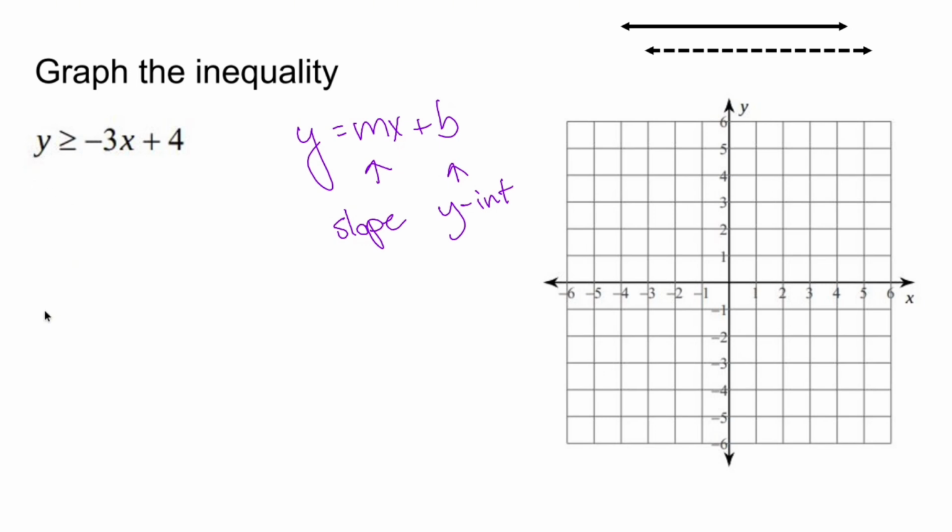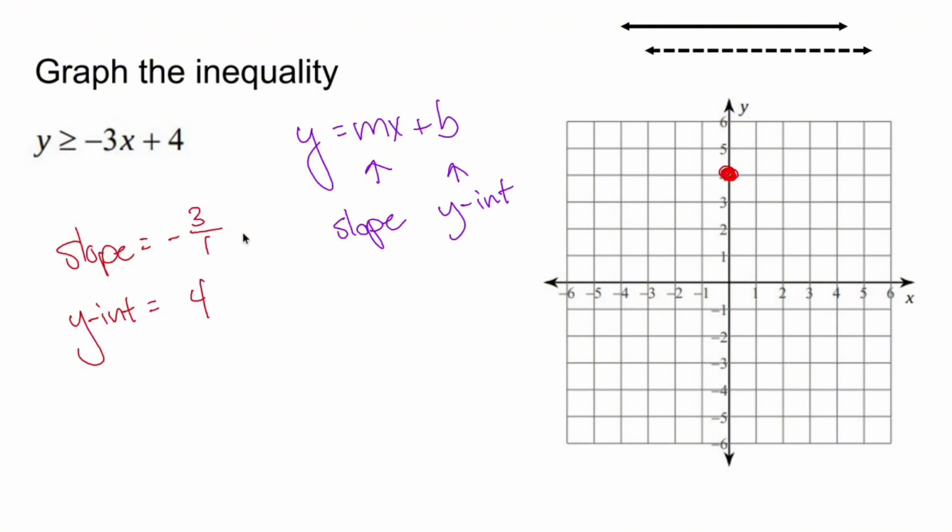Y is all by itself, so we can label the slope -3. Now I'm going to call the slope -3 over 1 because slope is rise over run and it's better to view it that way. My y-intercept is 4. And so again, we start out by graphing this the same exact way that we would graph a normal equation. We start at the y-intercept, put a dot at 4 where the y-axis is, and then use our slope to put as many dots as we can.